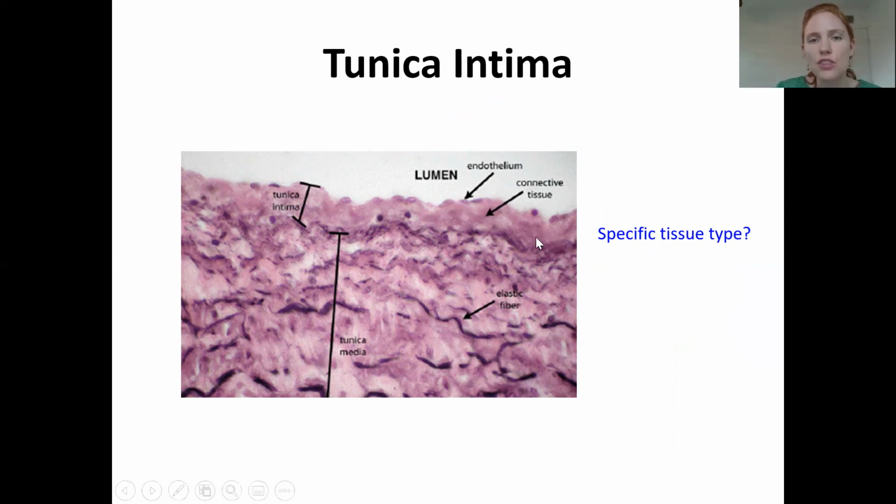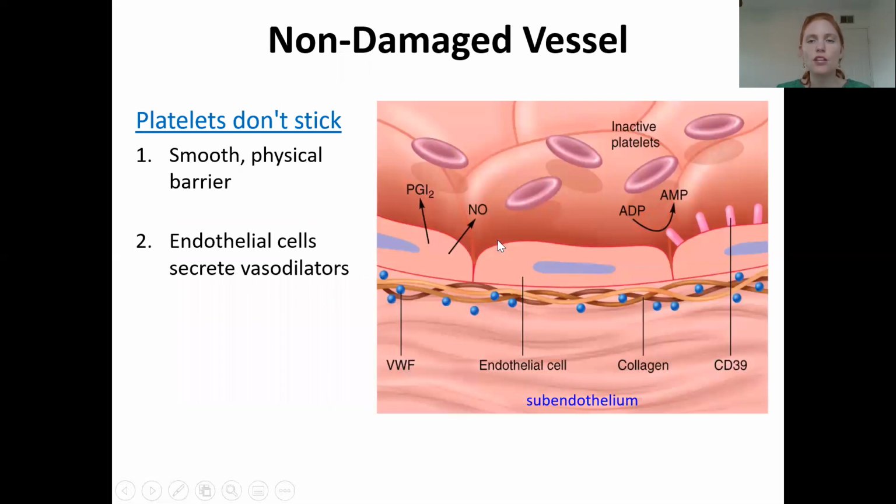And then underneath it, you have the subendothelium, which contains loose areolar connective tissue that has a bunch of collagen fibers running all through it. That's going to be important. Okay, so when you have a blood vessel that is not damaged, here are your nice, simple squamous epithelial cells, nice, smooth cells, and you create this smooth physical barrier so that nothing can stick to it.